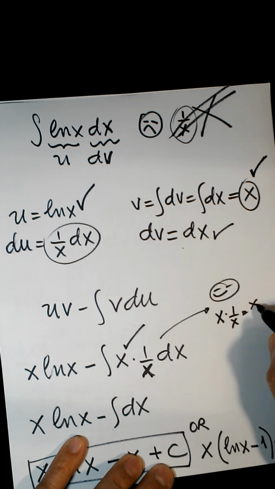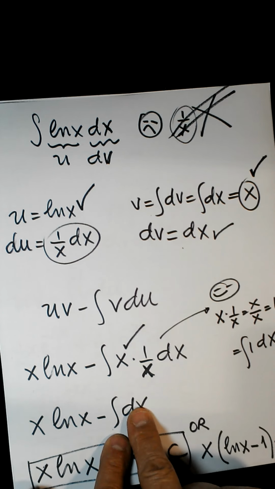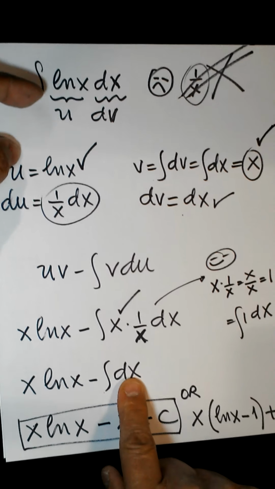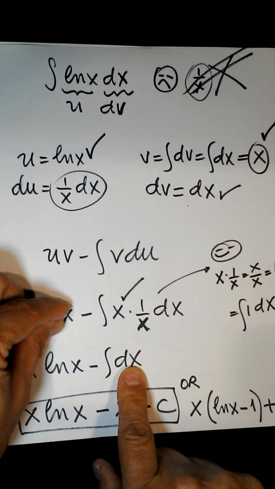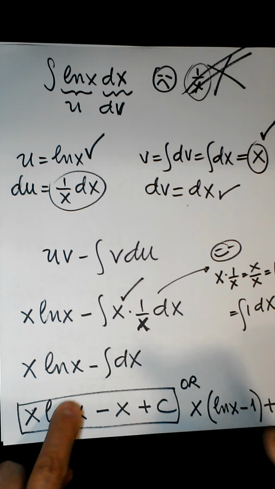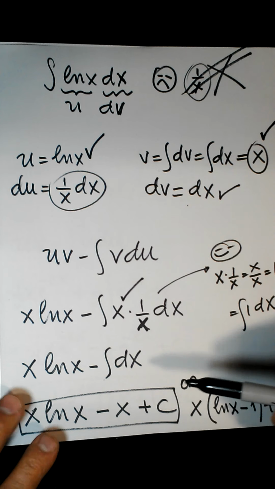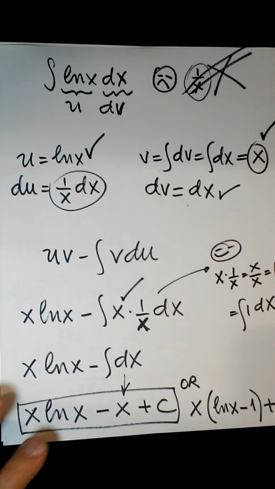Now you note that this piece here is a nice piece because x times 1 over x equals x over x, which equals 1, which equals the integral of 1 dx, which is simply dx, because I don't need to put that number 1 there. So I copy this piece minus integral of dx. Well, if I integrate dx, I'm integrating the derivative, I'm getting x.